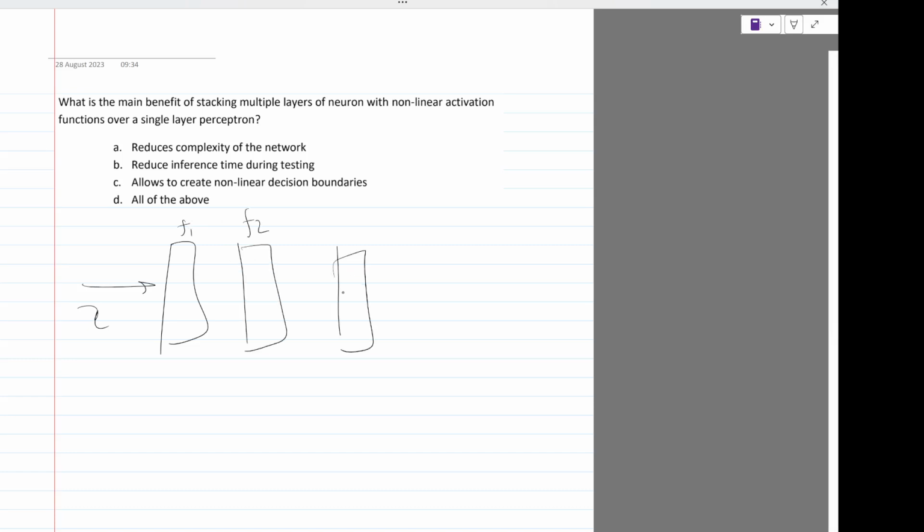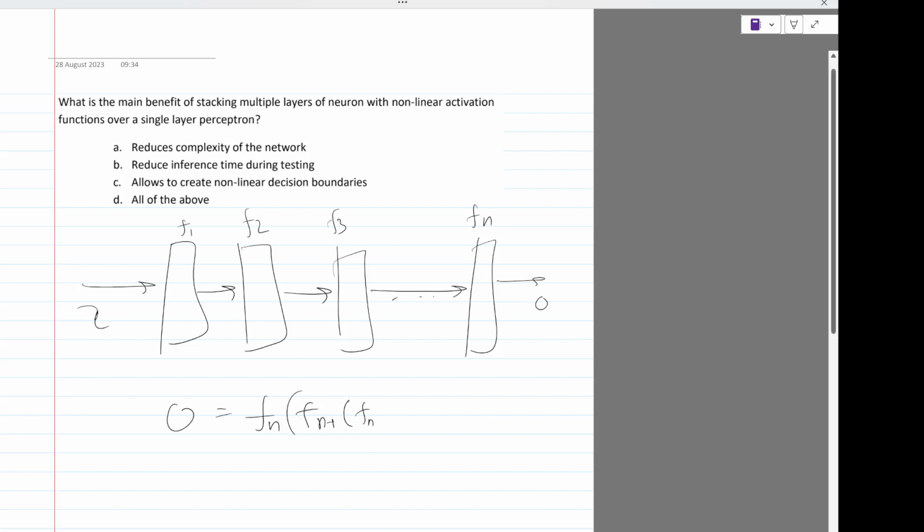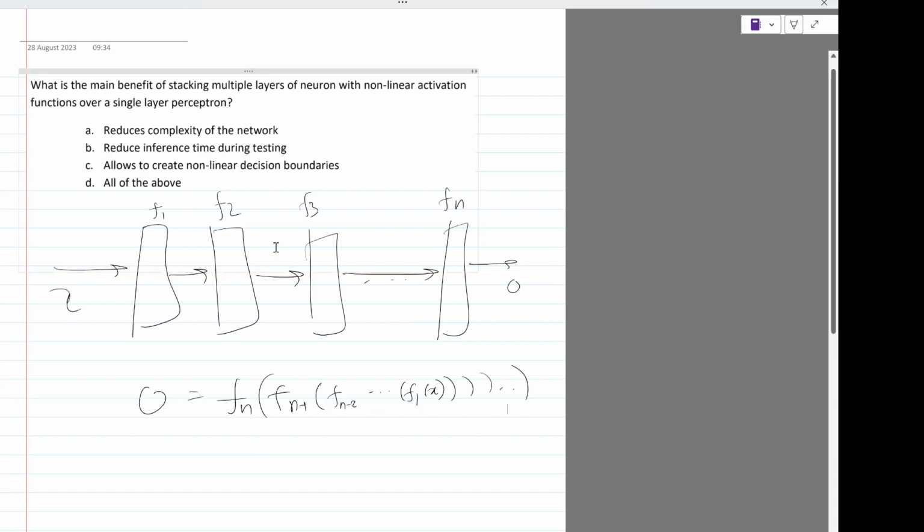F2, F3. Similarly, you have Fn. If you have n layers, your output O is actually a function of Fn, which is a function of Fn minus 1, Fn minus 2, till f1 of x, and similarly n brackets will come here. So it's a very complex function. When you are having many layers, you're getting a very complex function.